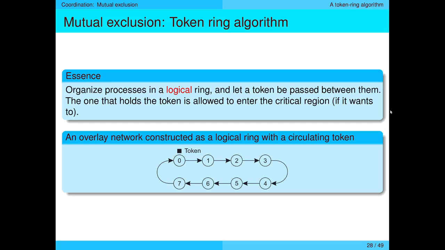Now let me tell you something about the token ring algorithm. In token ring, we organize these processes in a logical ring, and the token is passed between them. The process which is holding the token enters its critical section, and once its work is over, it passes the token to the next. This can be a possible way.